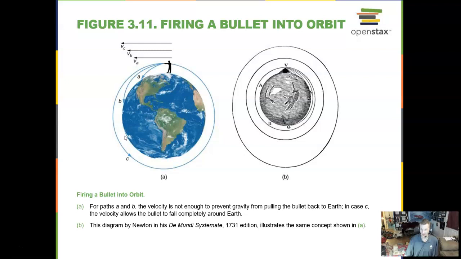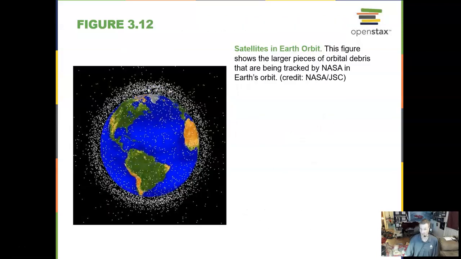If you stand on a mountain high enough and fire a bullet fast enough, it will go in orbit around the Earth, and that speed needs to be about 17,500 miles an hour. Here is a plot of some of the many satellites in Earth orbit, and these are all tracked by the Johnson Space Center, a part of NASA in Houston, Texas. I have a colleague at another university whose research is on space debris.